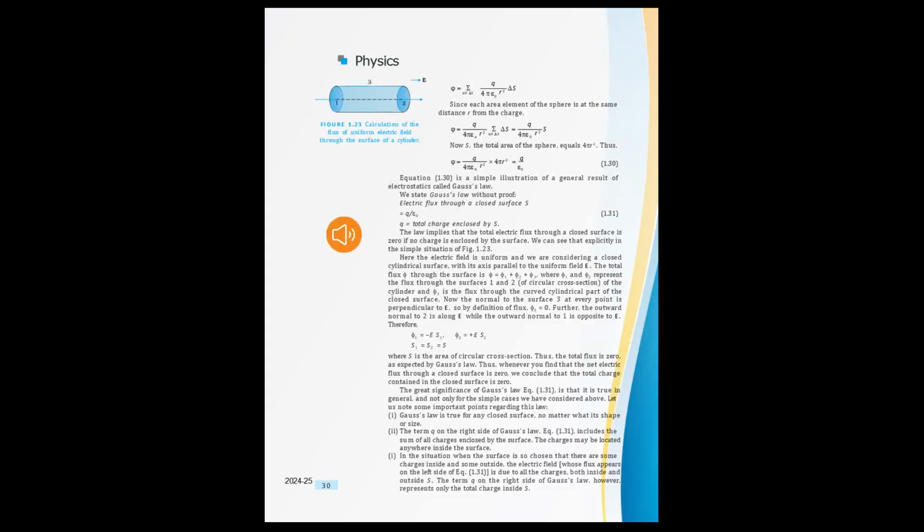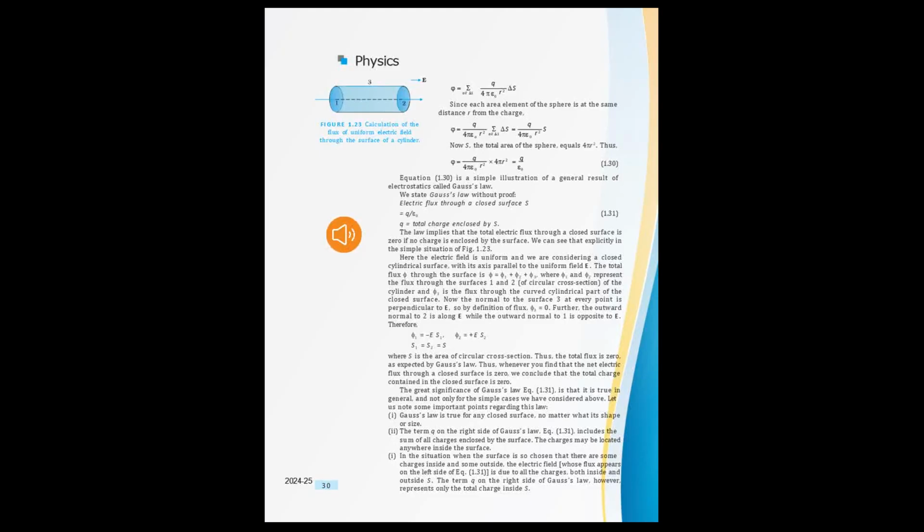So we state Gauss law without proof as: electric flux through a closed surface S is equal to Q by epsilon naught, where Q is the total charge enclosed by S. The law implies that the total electric flux through a closed surface is zero if no charge is enclosed by the surface. You can see that explicitly in a simple situation.